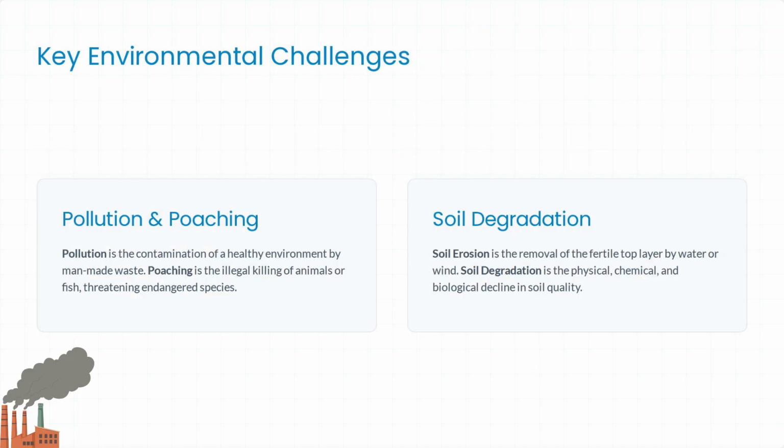Our planet faces several key environmental challenges. These include pollution, which is the contamination of a healthy environment by man-made waste, and poaching, the illegal killing of animals or fish, which threatens endangered species. Another major challenge is soil degradation. Soil erosion is the removal of the fertile top layer by water or wind, while soil degradation refers to the broader physical, chemical, and biological decline in soil quality.